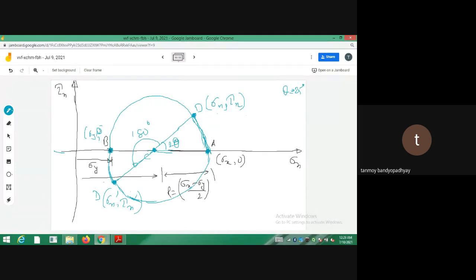Okay. So let's calculate how it is sigma n. You will ask, sir, how did you say that this is sigma n? So let's calculate. So what will be sigma?